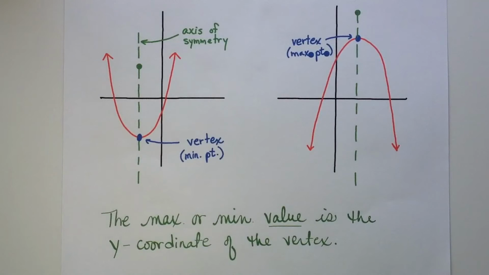Now, of course, if you're asked for your whole vertex, or you're asked for a minimum point or a maximum point, that includes your x and your y value both. But if it's a max or a min value, then it's just simply referring to the y-coordinate of the vertex.